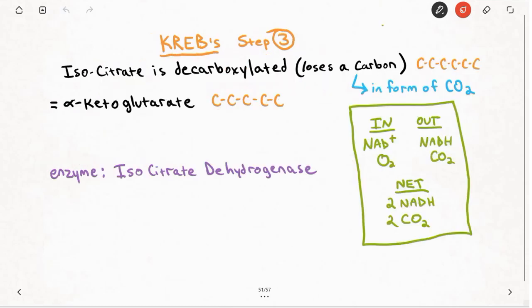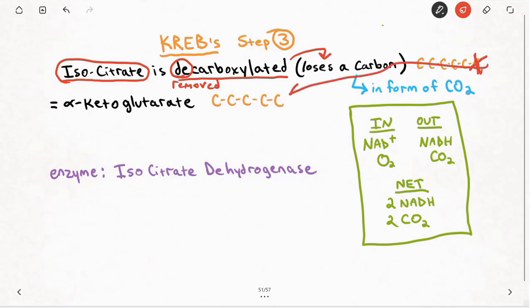Now, step 3, now we have isocitrate from the previous step, step 2, and it's decarboxylated. So what does decarboxylated mean? It means it's lost a carbon. This de means something's been removed. So it takes away CO2, which takes that extra C, that 6th C of the isocitrate, and it turns it into a 5-carbon chain. So 1, 2, 3, 4, 5. Now we have a 5-carbon chain.